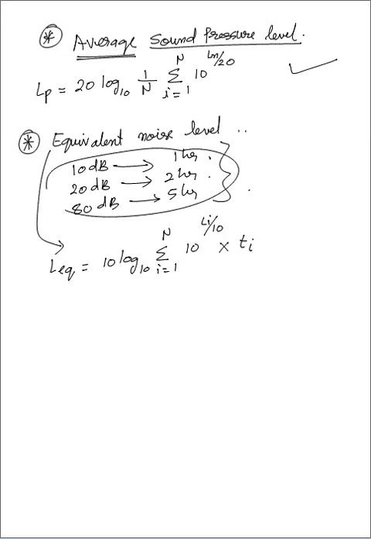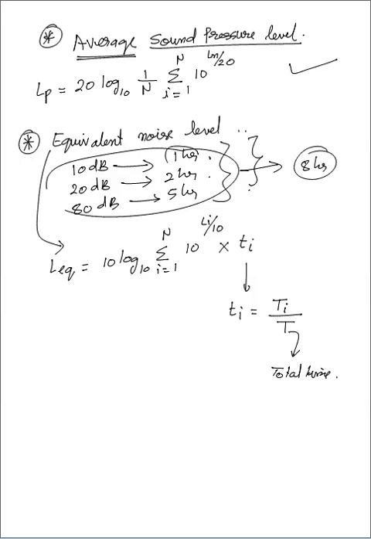So what is this Ti? Ti is basically a proportion, Ti by total, where capital T is your total time. Suppose if I am considering this case, the total time will be 8 hours, and the respective times will be 1 by 8, 2 by 8, like that. So this is the total time. You can just remember this formula.